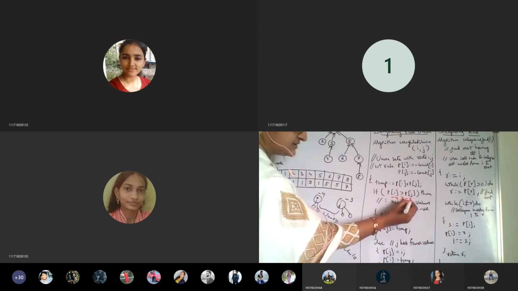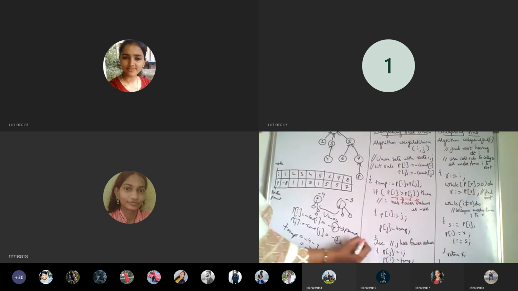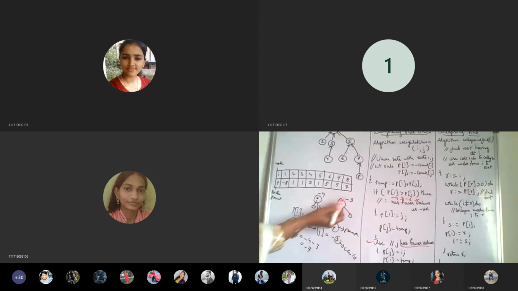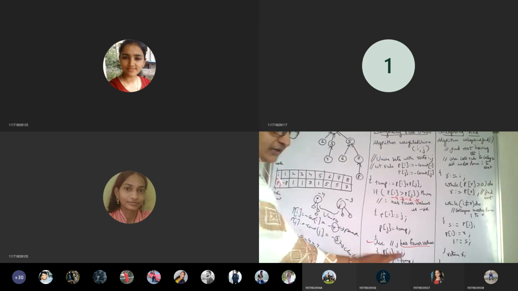-4 greater than -3 is not satisfying. So we are coming to the else part, saying that j has fewer nodes. Yes or no? J is having only 3 nodes, whereas I is having 4 nodes. So in that case, what will we do?